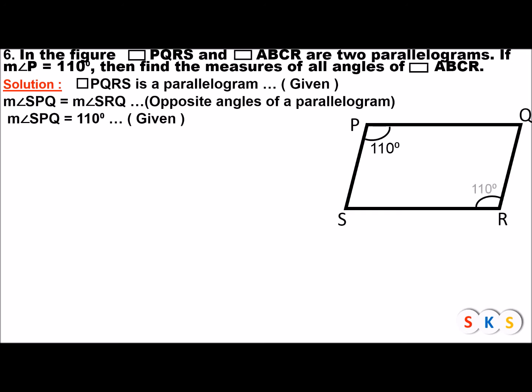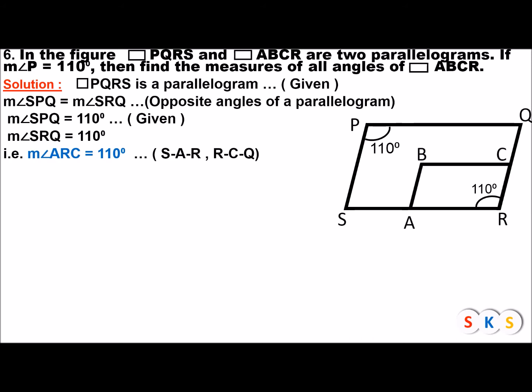Therefore, measure angle SRQ will also be 110 degrees, which we can write as measure angle ARC equals 110 degrees. So angle ARC and angle SRQ, you can see in this figure, are the same angle. So we can write SRQ as angle ARC.